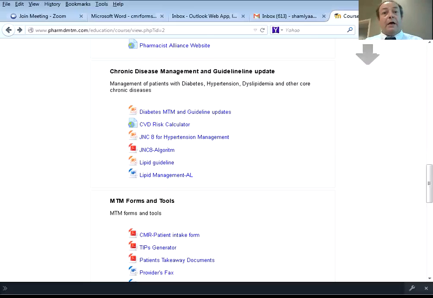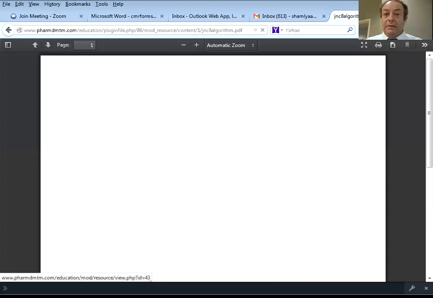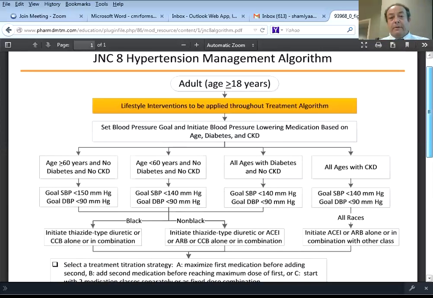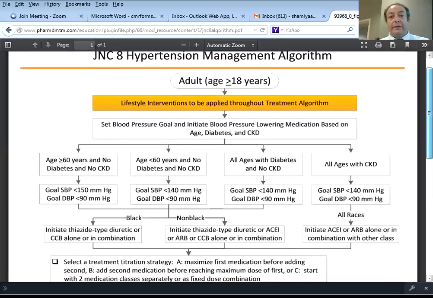Okay. Blood pressure is another one. It came out, and a quick word on that one. It's supposedly simplifying. I don't know if you have that handout there or not, but we'll go over that algorithm quickly.